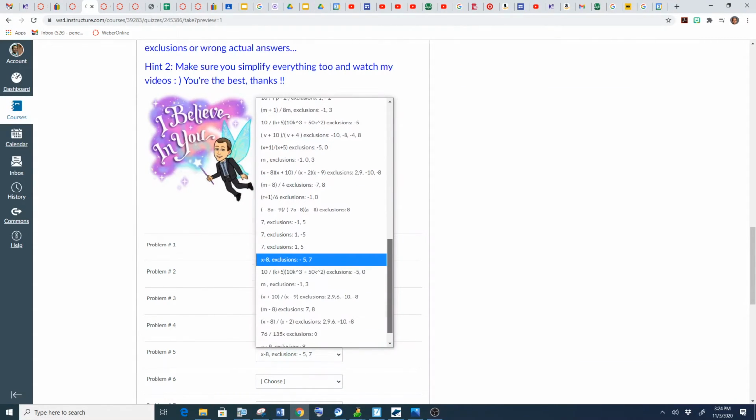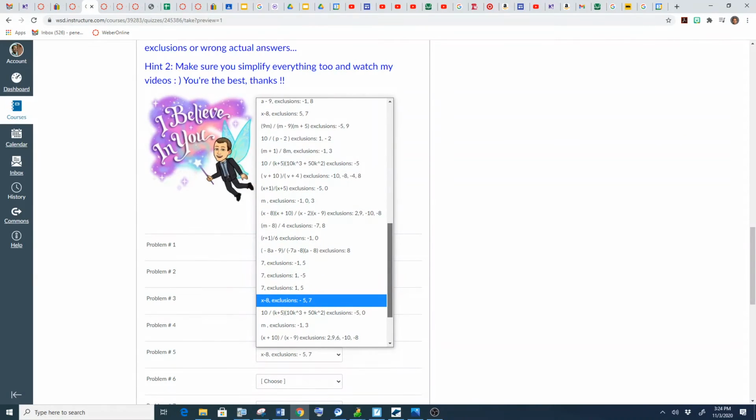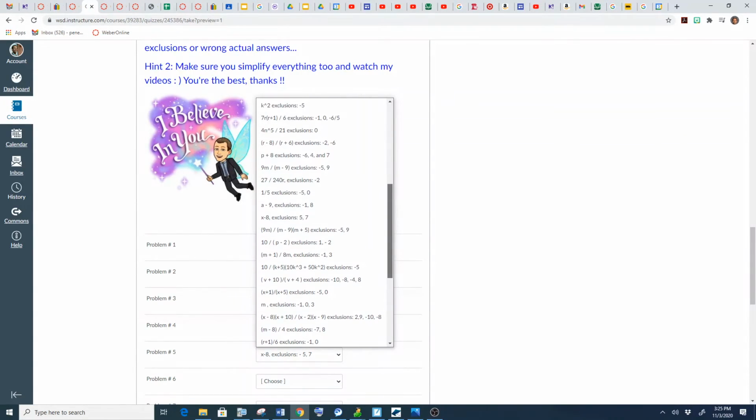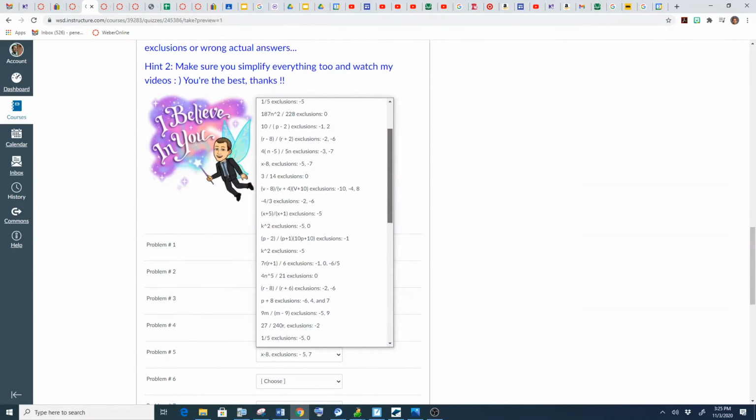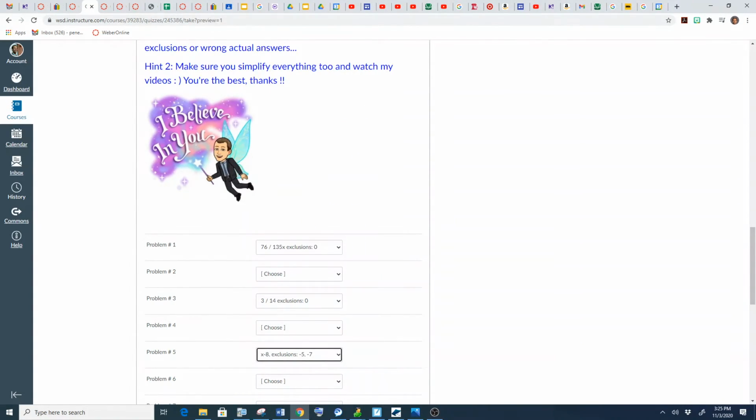So this shows you how tricky this actually is. Look for the x minus 8 with the right exclusions. A -5 and a -7. There's the right answer. So watch out. It'll mark you wrong otherwise. Be careful. Okay, awesome.